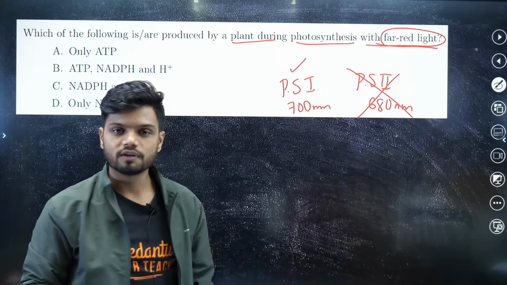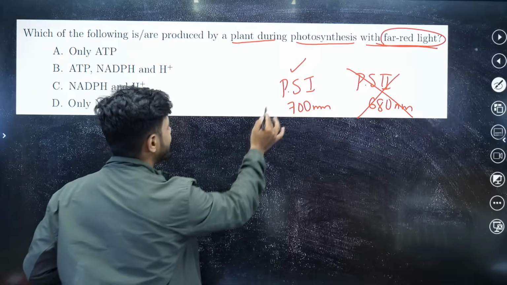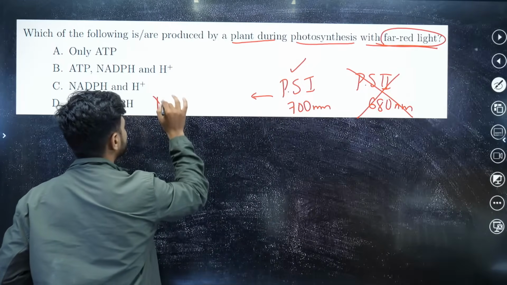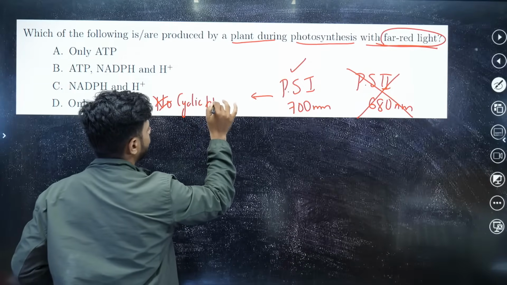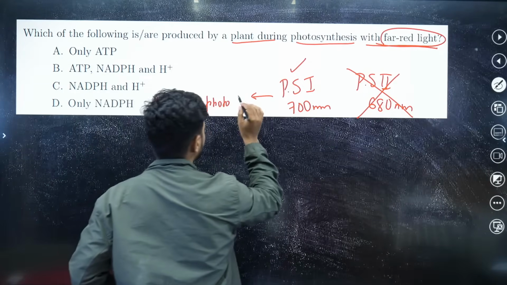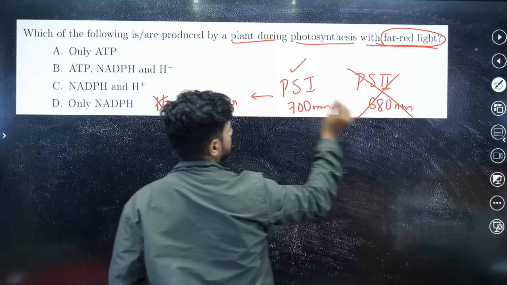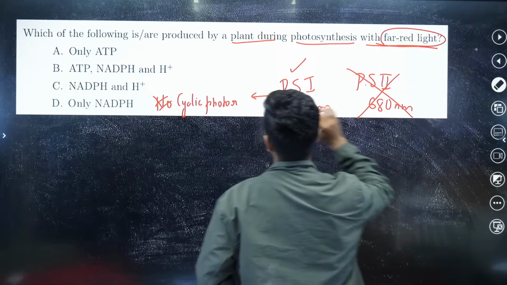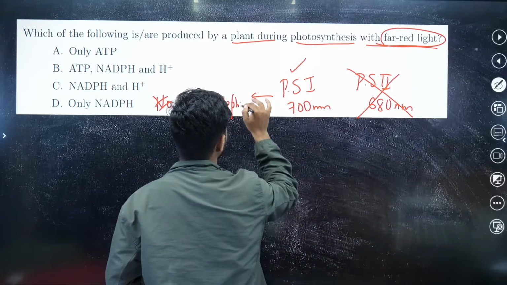Yes. And we know when only photosystem 1 is working, that is the case with cyclic photophosphorylation.